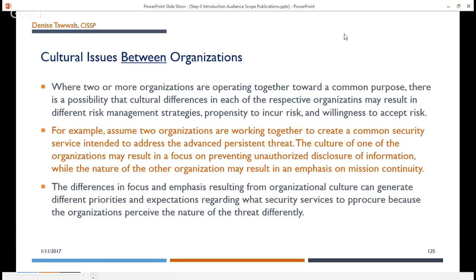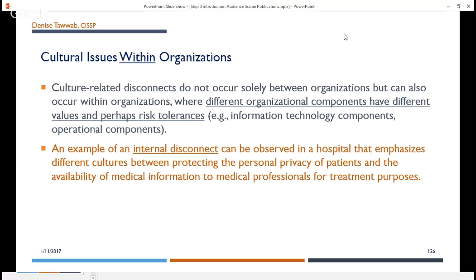The differences in focus and emphasis resulting from culture can generate different priorities and expectations regarding what security services to procure, because the organizations perceive the nature of the threat differently. Again, ignore culture to your own detriment.